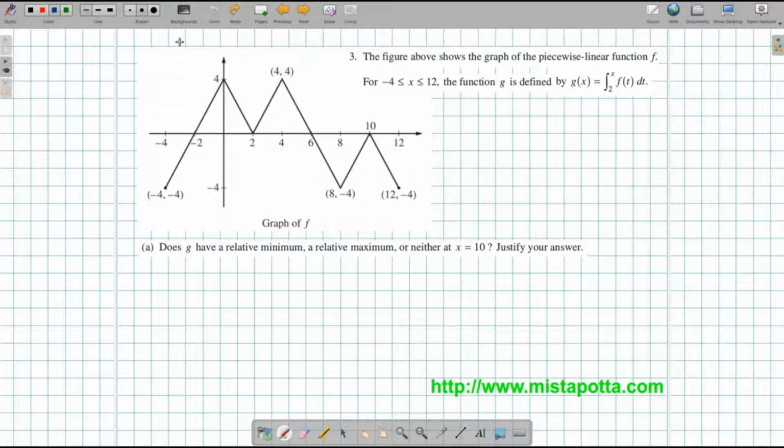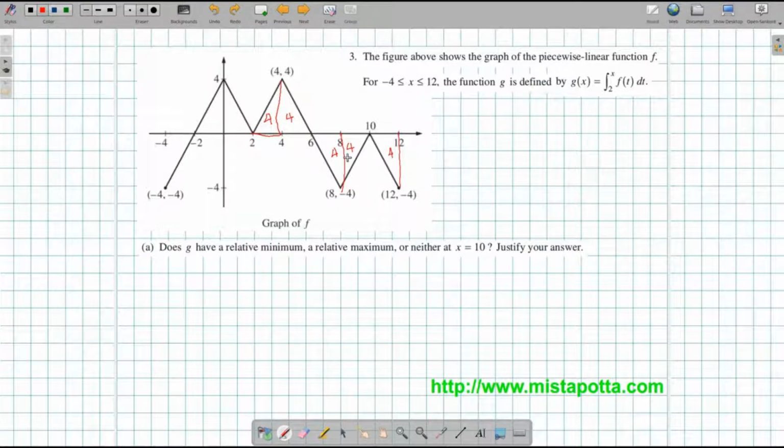So it's going to be helpful if I think of these as triangles and find the area. I know that this triangle has a base of 2 and a height of 4, so its area is 4. And in fact, all of these right triangles are going to have an area of 4.